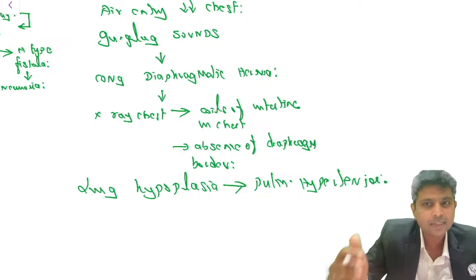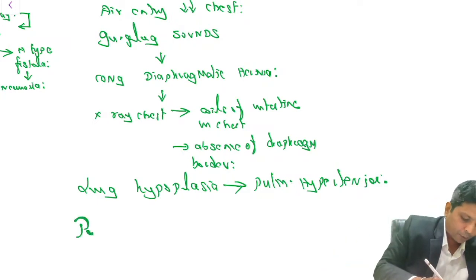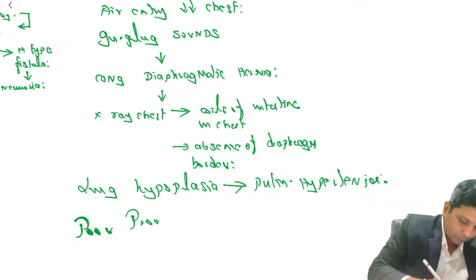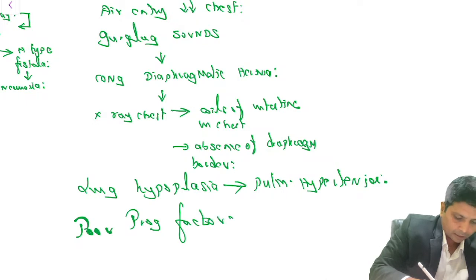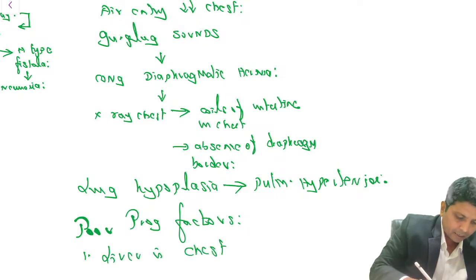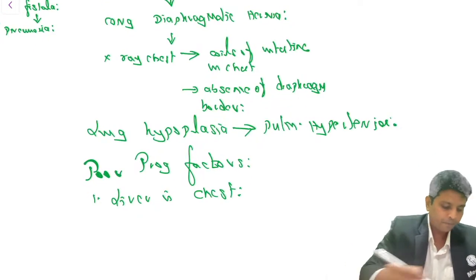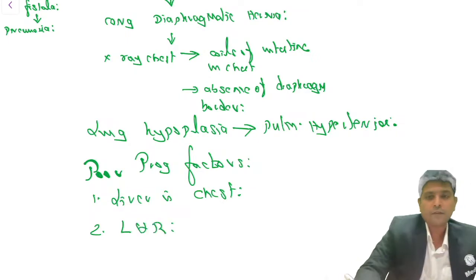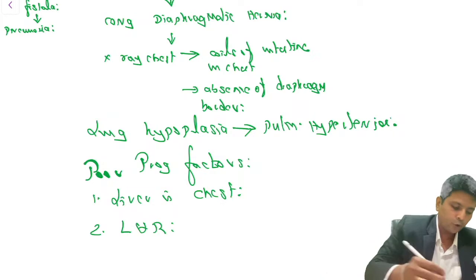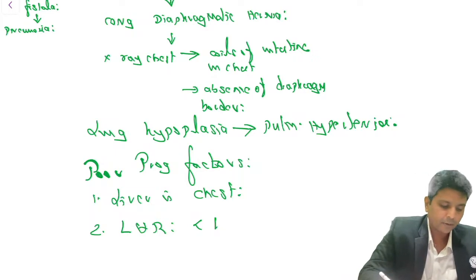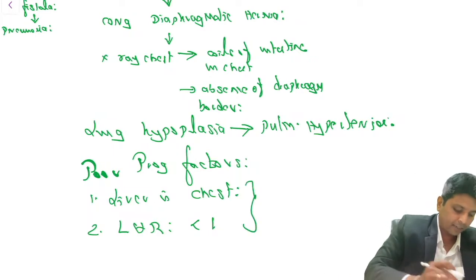The poor prognostic factors. What are all the poor prognostic factors? One, presence of liver in the chest is a poor prognostic factor. Second point, lung head ratio, the ratio of lung versus head. If it is less than 1, that is a poor prognostic factor. These are all the poor prognostic factors.